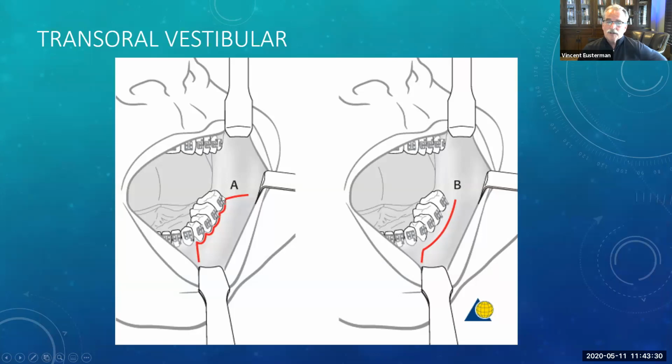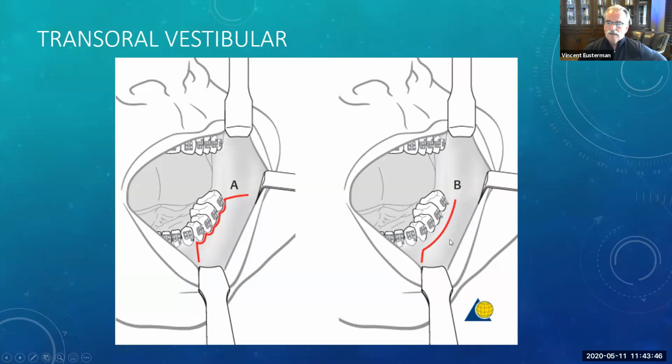The transoral vestibular incision is a real workhorse for us. The incision can be made along the necks of the teeth, reflecting the gingiva and then sewing it back, and that's actually a very good closure. I like this incision the best.